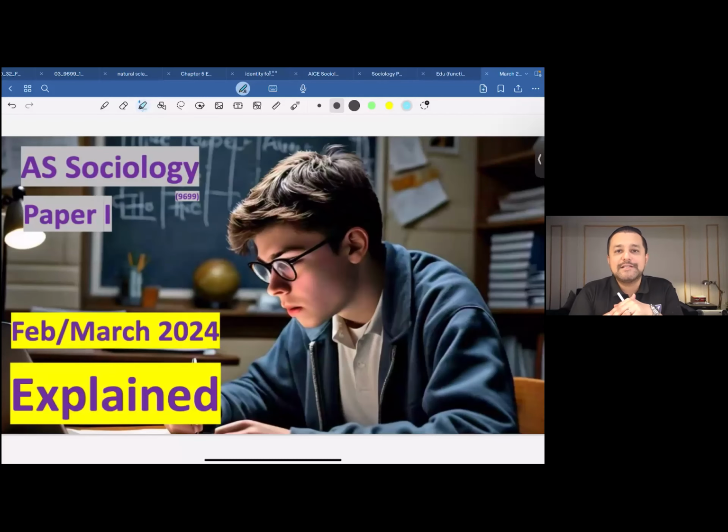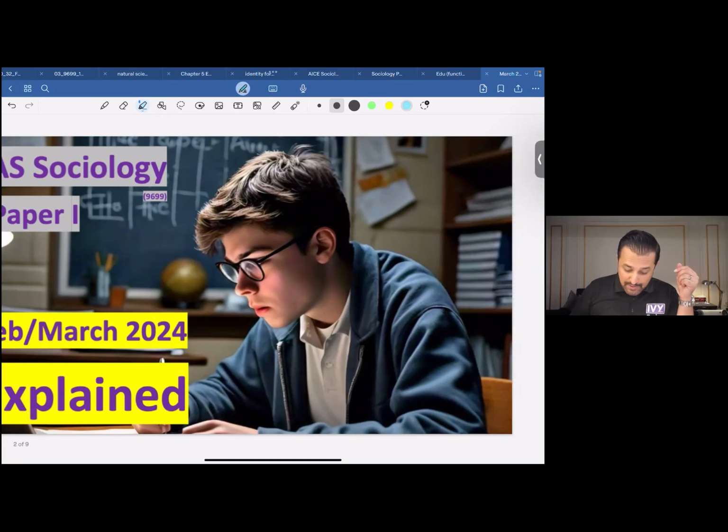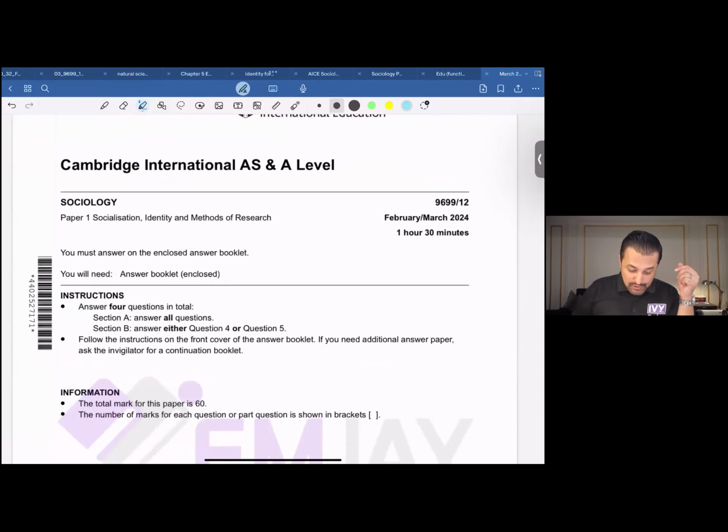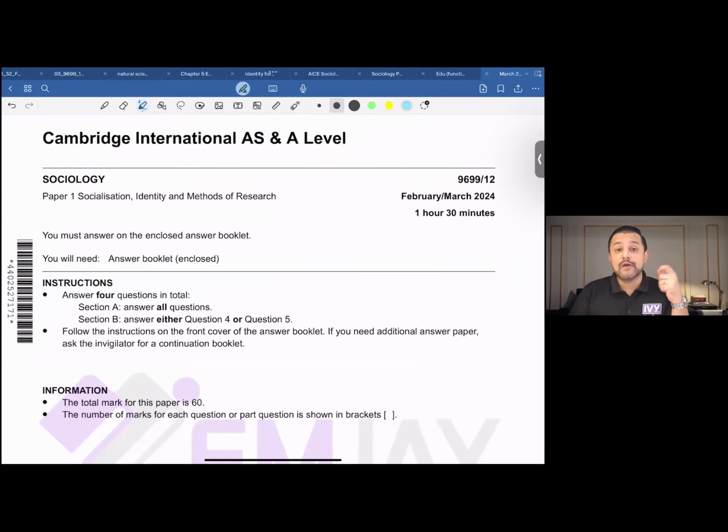Hello, everyone. Let's discuss paper one from March 2024, AS Sociology. Now, before we begin, a couple of things that I'd like you all to remind yourselves of. The paper structure for both paper one and paper two remain the same: the paper structure, the amount of time you get to attempt your paper, the maximum amount of marks. So paper one is of 1 hour 30 minutes. So is paper two. The total amount of marks that you need to work for are 60.